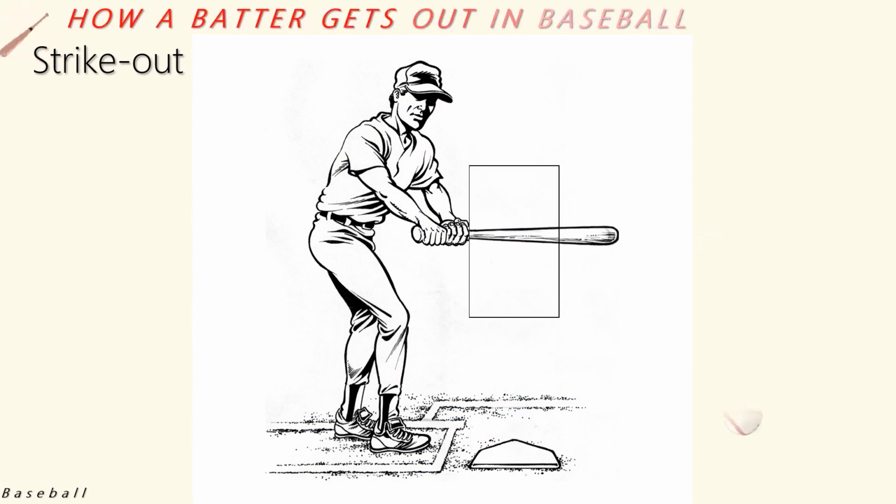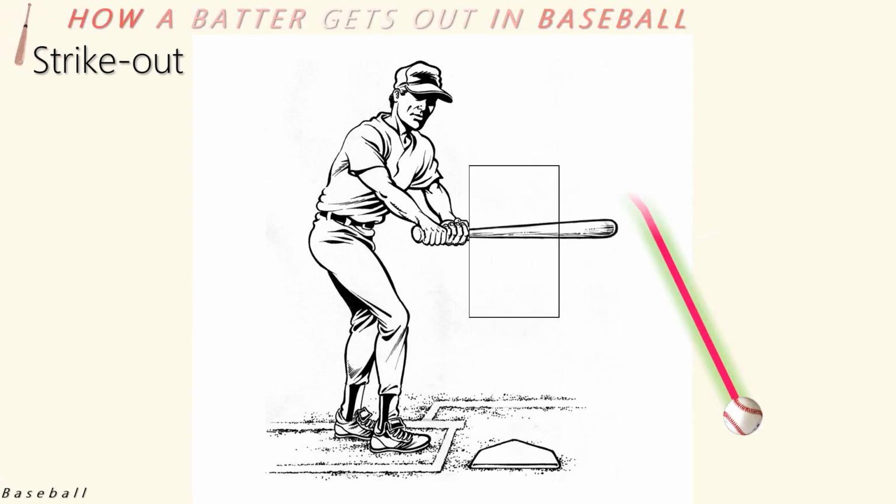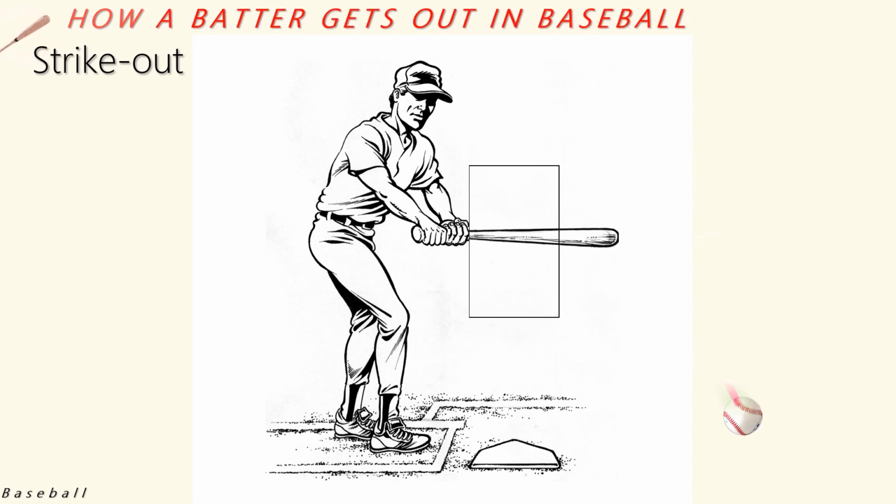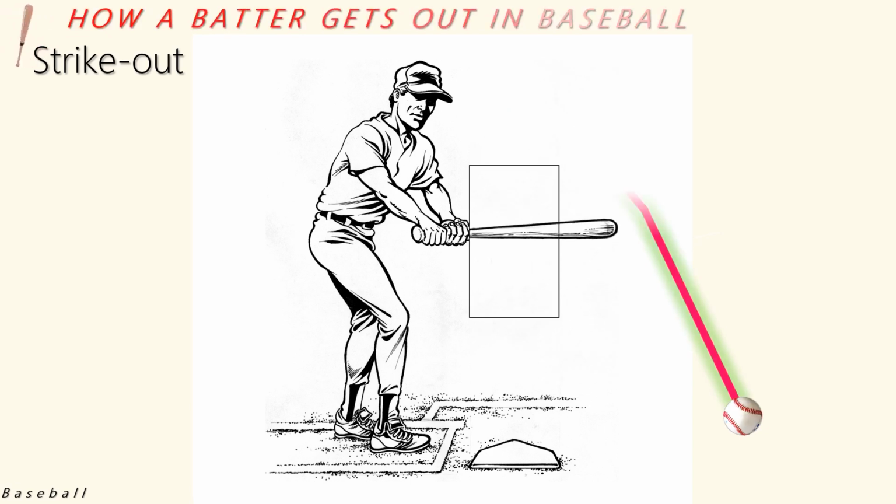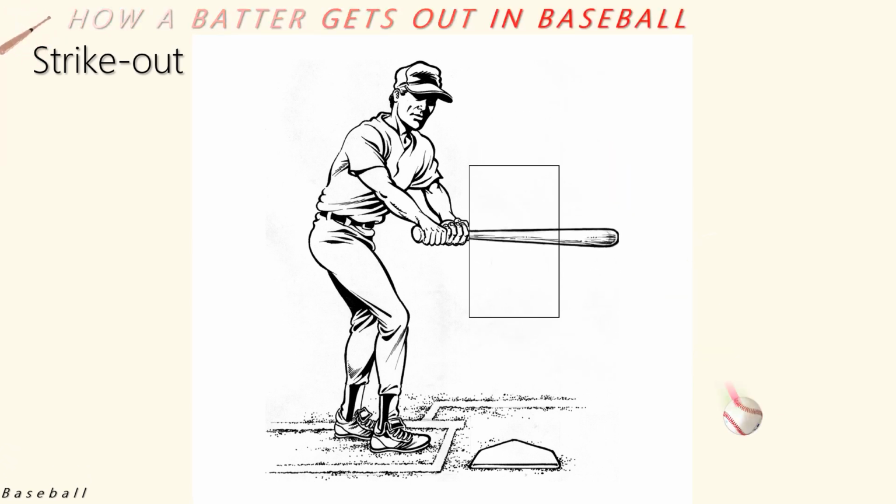Note that, one, if the pitcher throws the ball outside the strike zone and the hitter swings and misses the ball, it will still be called a strike. Two, if the pitcher throws the ball inside or outside the strike zone and the hitter hits a foul ball, which is a hit that does not go inside the two foul lines, this will be called a strike. However, a foul ball cannot be a third strike.